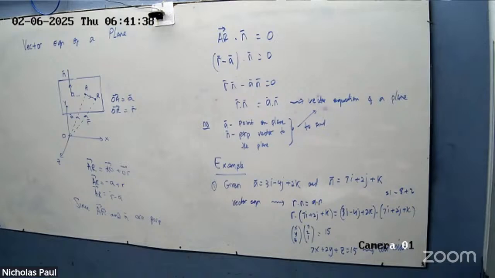Copy that down, right? So that's the way you find the vector equation of the line, right?